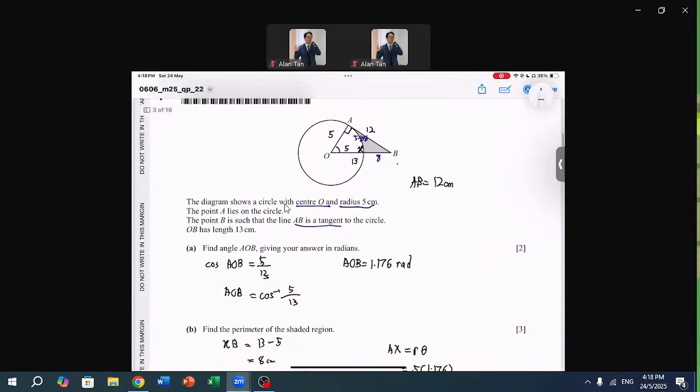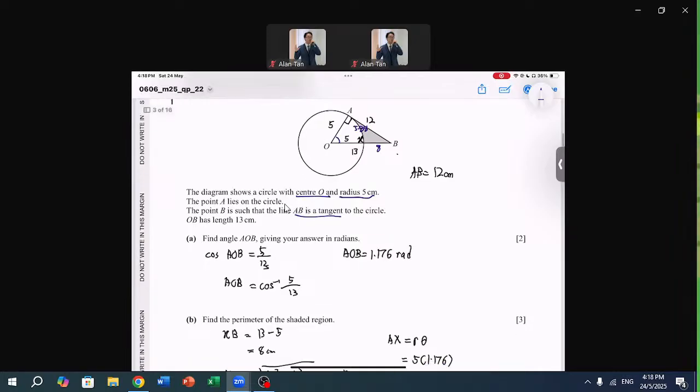Triangle, if you really are not sure, you can just do it. So 5 times 13 times sin 1.176, 30 centimeters squared.